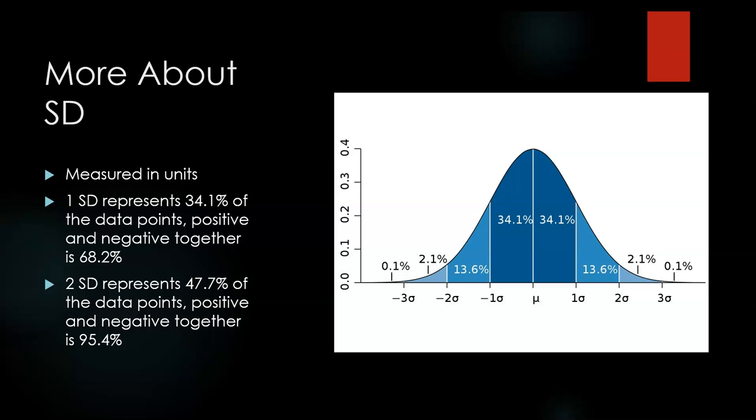If you go out 3 standard deviations, I don't know the exact values, but I think it's like 99-point-something% of your data points fall within 3 standard deviations, either positive or negative from the mean.